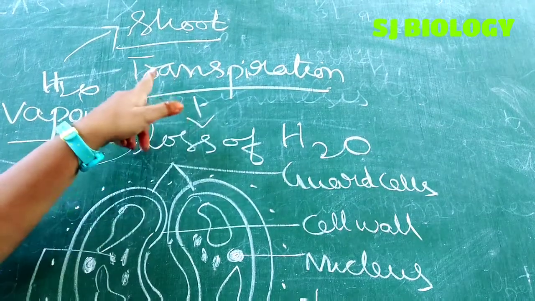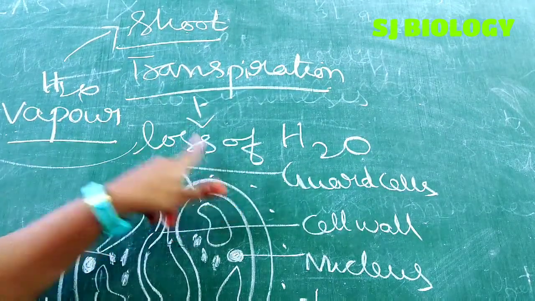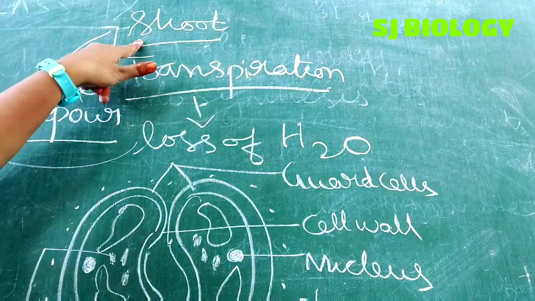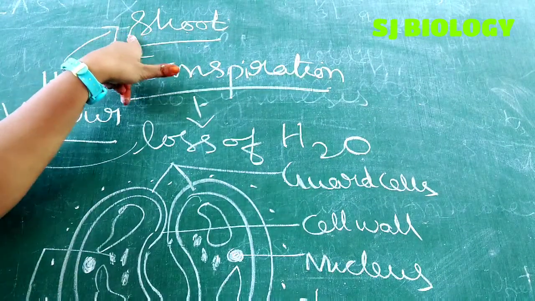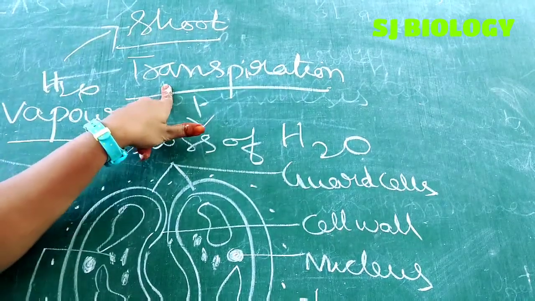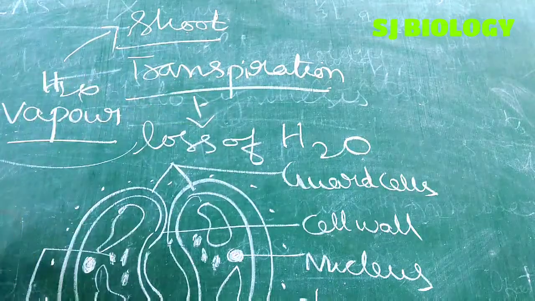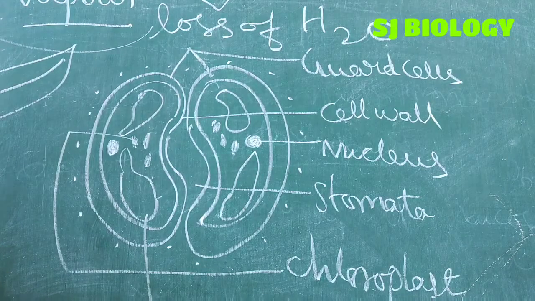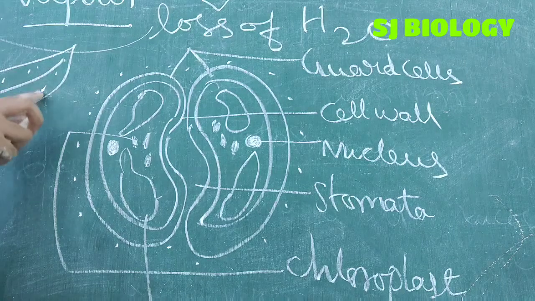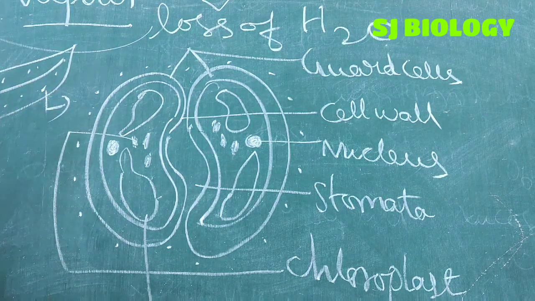Again I repeat, transpiration is nothing but a loss of water in the form of what? Water vapor from the aerial system, that is the shoot system of the plant body. This is called transpiration. So the leaves have tiny, microscopic pores. So many pores are there. Microscopic pores are called what? Stomata.